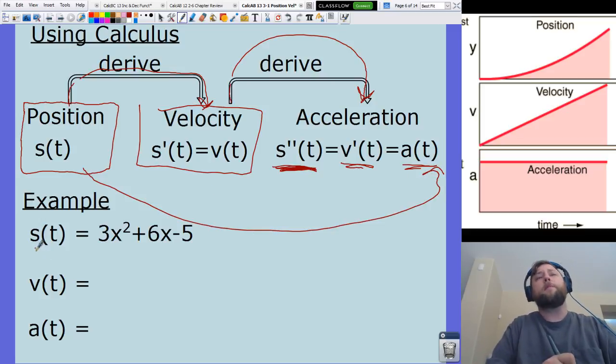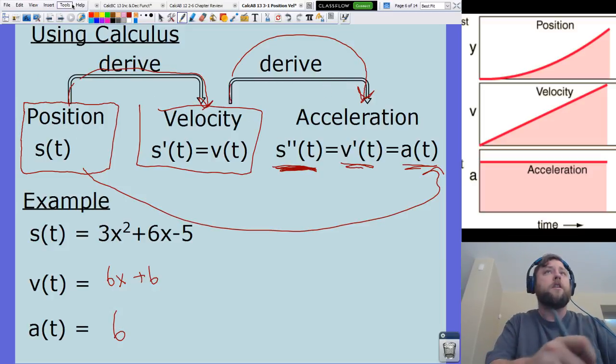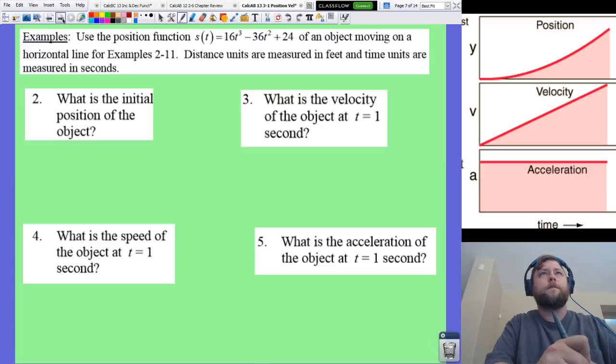So let's do an example here. If I say my position function is 3x squared plus 6x minus 5, my velocity would be the derivative of this, so 6x plus 6, and acceleration would be the derivative of velocity, which would be 6. All right, so this is a key part to this lesson. Understanding position, velocity, acceleration are derivatives to find those.